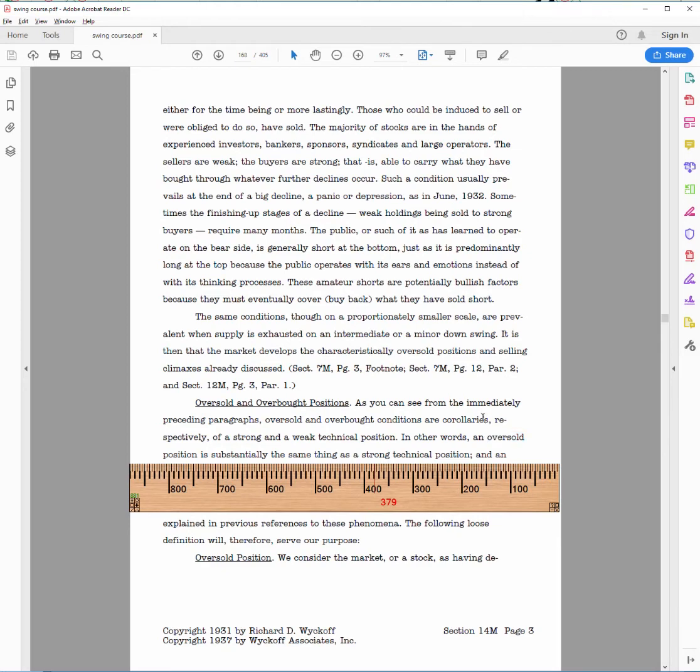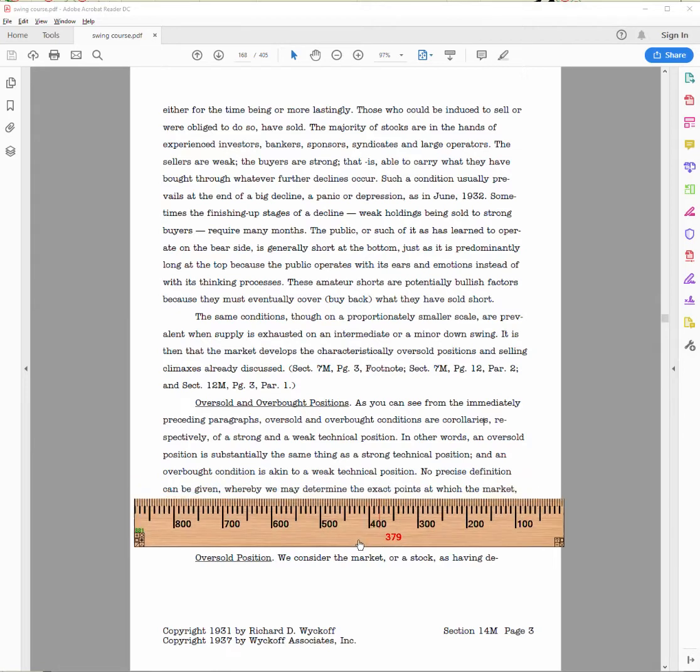Basically, you have to ask yourself, who owns the inventory? Who owns the inventory? That is going to tell you if it's in a strong or weak technical position. Okay, it's not based on under 20, above 80, stuff like that.